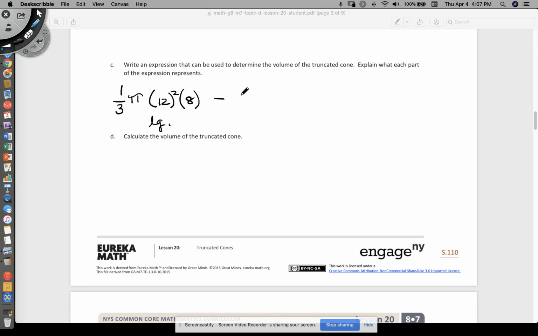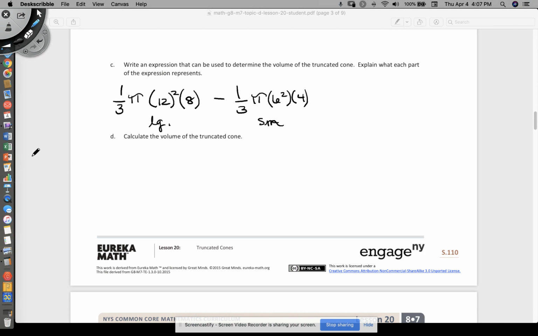I'm then going to subtract that from the smaller one, which is 1/3 pi. Its radius is 6, so it's going to be 6 squared. And the height is what I just found up above, which was 4. That's what they mean by an expression, how you are going to set this up to solve. It doesn't mean you have to solve it all big like this. I'm going to break it apart to make it easier, so I don't have too much going on. I don't have to solve things all at the same time. I can take my time, but that's what the expression looks like.